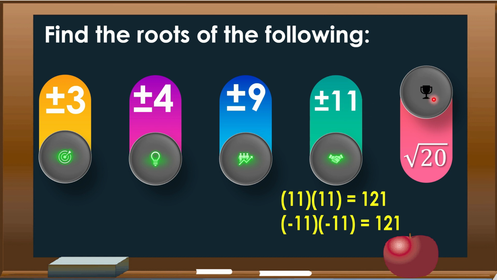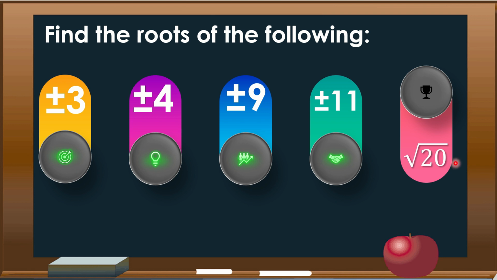Last number is square root of 20. Ma'am, this one is not a perfect square. If the number or the radical is not a perfect square, we are going to think of its factors. Ano-ano po ba yung factors ng 20 na pwede nating kuhanan ng roots? For example, 1 times 20. 1 is a perfect square. Kaya lang, kapag ginamit natin to, we will go back to square root of 20. So, hindi pwede. Maliban sa kanila, ano pa bang factors ni 20?